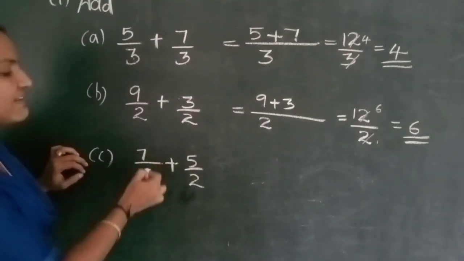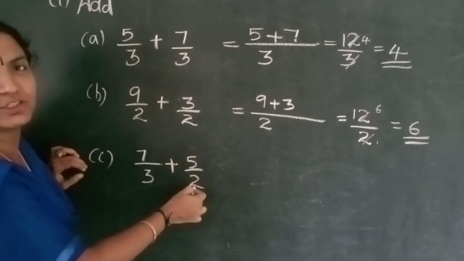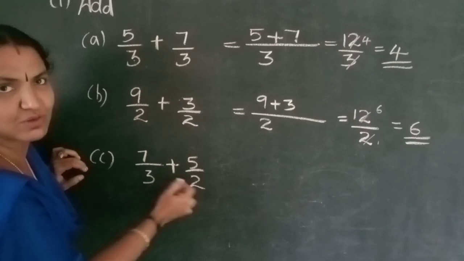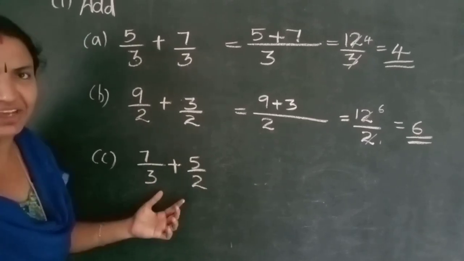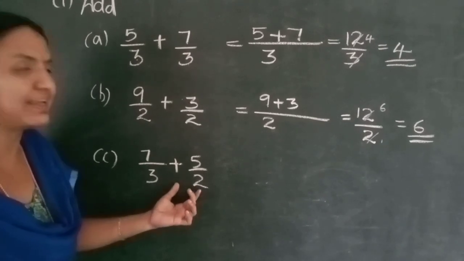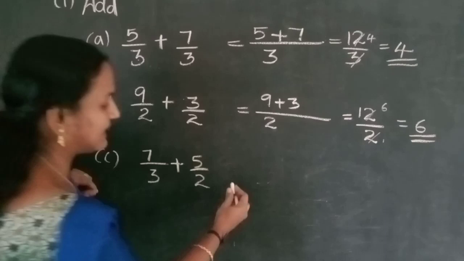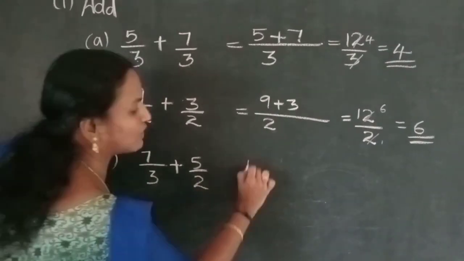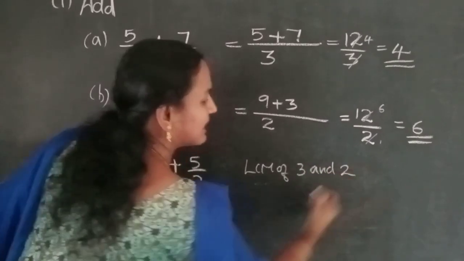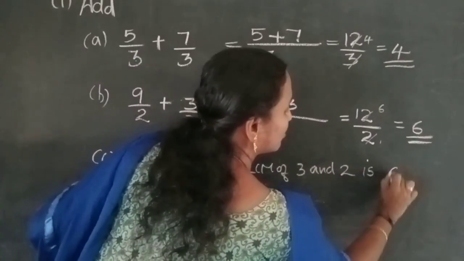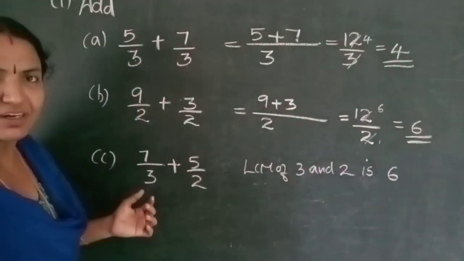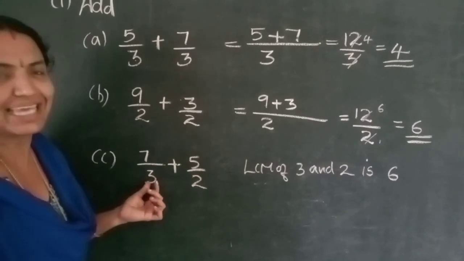Option C, 7 by 3 plus 5 by 2. Here the denominators are 3 and 2. They are different. So unlike fractions. In the case of unlike fractions, first you have to find the LCM. The LCM of 3 and 2 is 6. 3 into 2 is 6. The LCM is 6. First convert the denominators into the LCM.